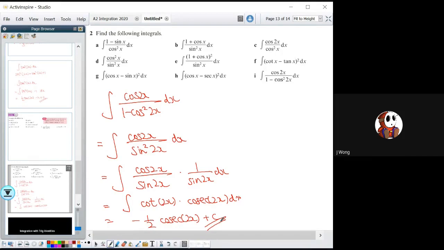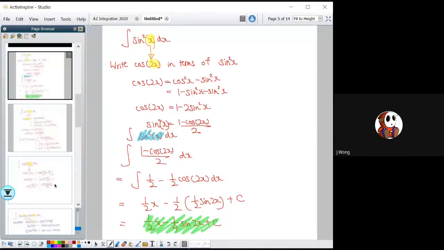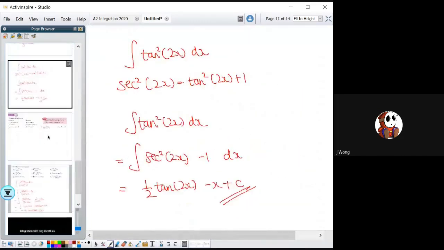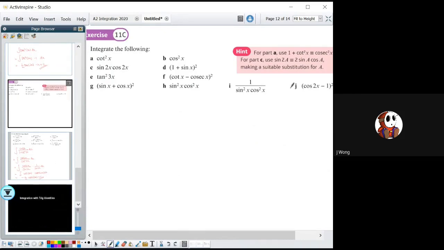As you can see, these are all we need to know for 11.3. Thanks for your time, and remember to do the work in 11C to consolidate 11.3. That's all I need to share with you. Thank you. Take care.